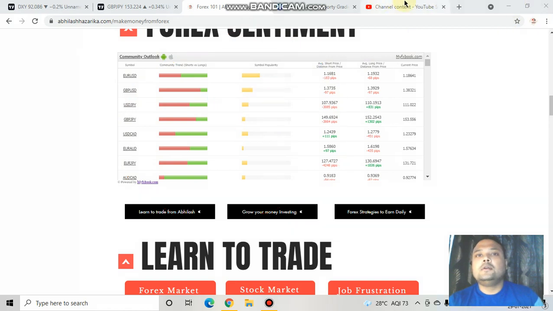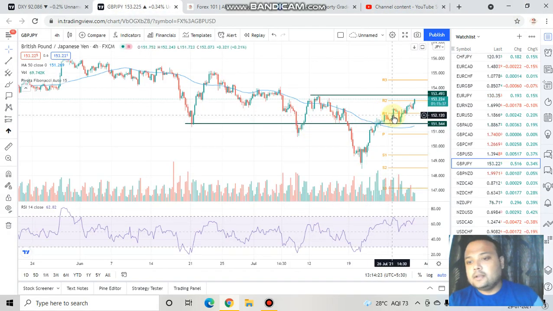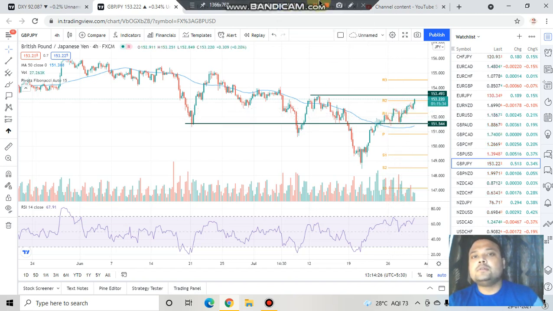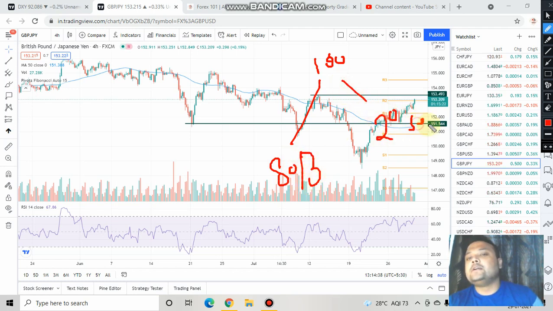So do you think that you should take a short position in this market? No, you should not take a short position in this market, because see, if there are 100 traders in the market, and out of 100 at least 80 traders go for buying, and only 20 traders are sellers here.